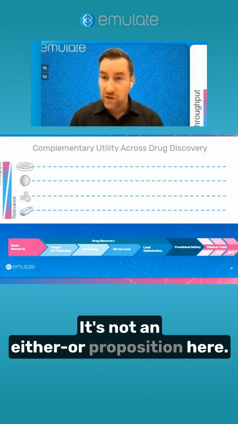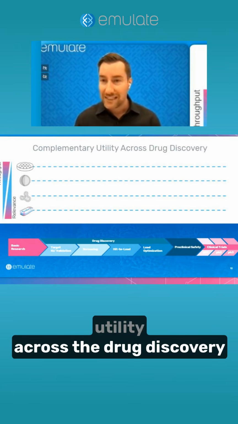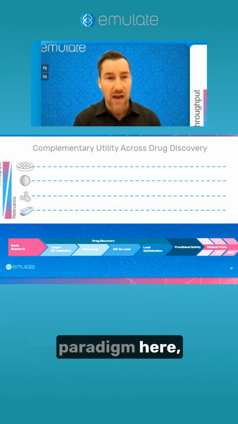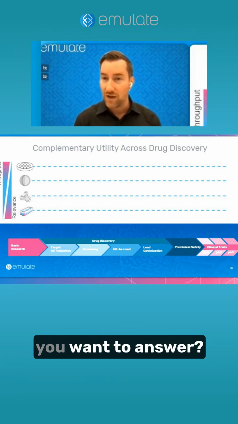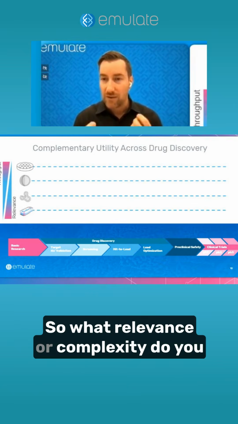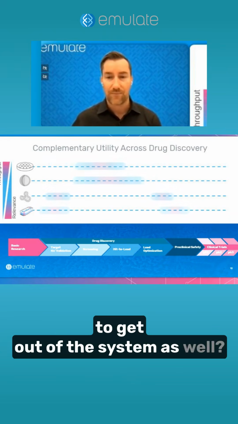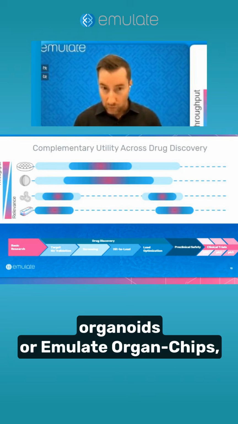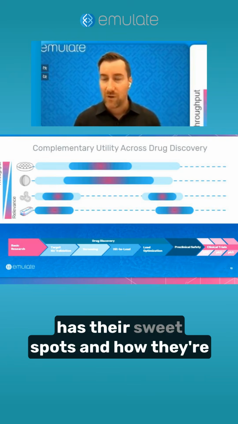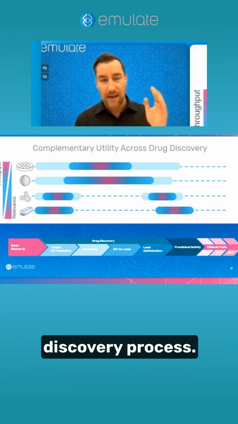It's not an either-or proposition here. Each of these in vitro platforms has utility across the drug discovery paradigm. And really, it comes down to two questions. What is the biological question you want to answer? So what relevance or complexity do you need? And what throughput are you looking to get out of the system as well? So each of these systems, be it 2D cell culture, spheroids, organoids or organ chips, has their sweet spots in how they're being utilized in the drug discovery process.